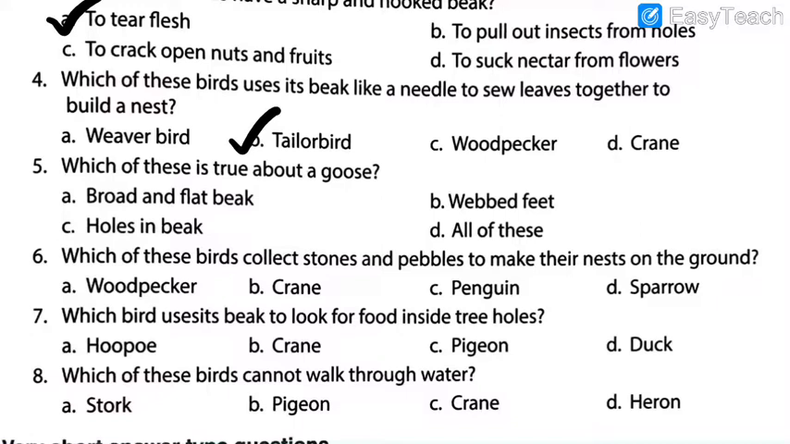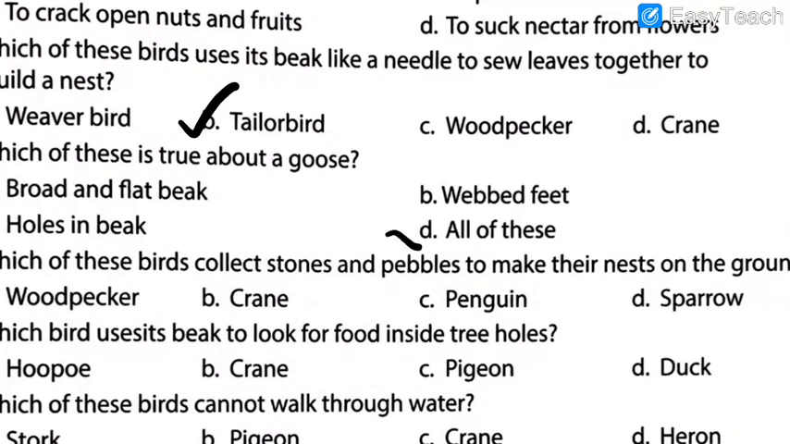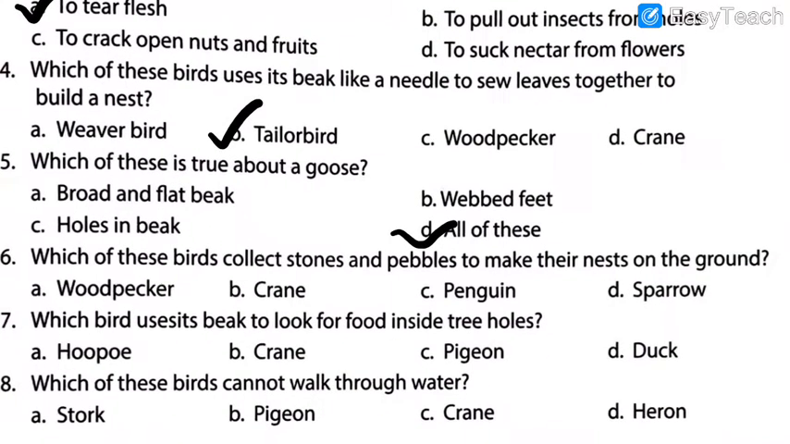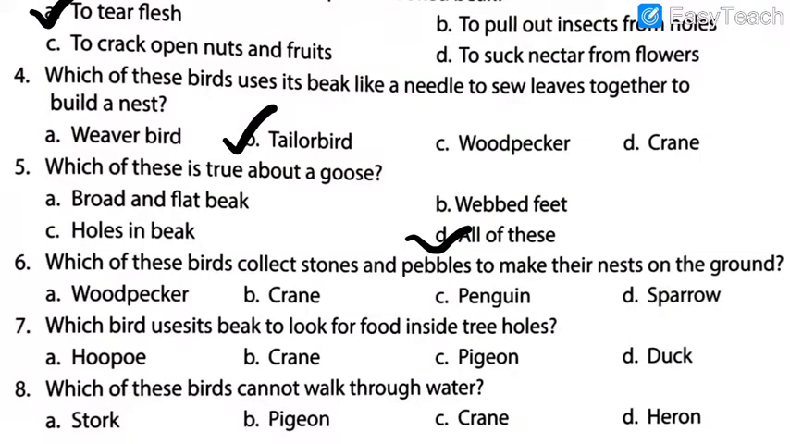So, my dear students, try to read and understand the options. Also, you can see the photo of goose which is there in your textbook itself on page number 81, or it is on page number 79 in some textbooks. So the correct answer is all of these. Now if you see the photo, goose have holes in the beak, they have a broad and flat beak, and they have webbed feet. So all of these are right. So option D is the correct answer.